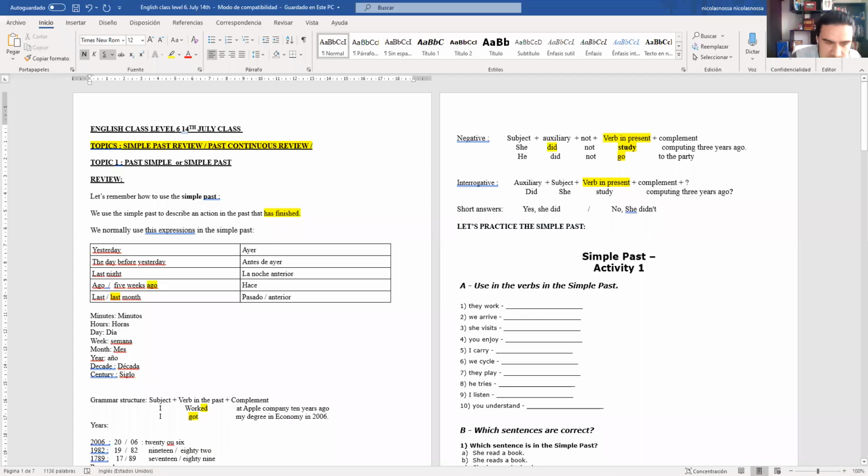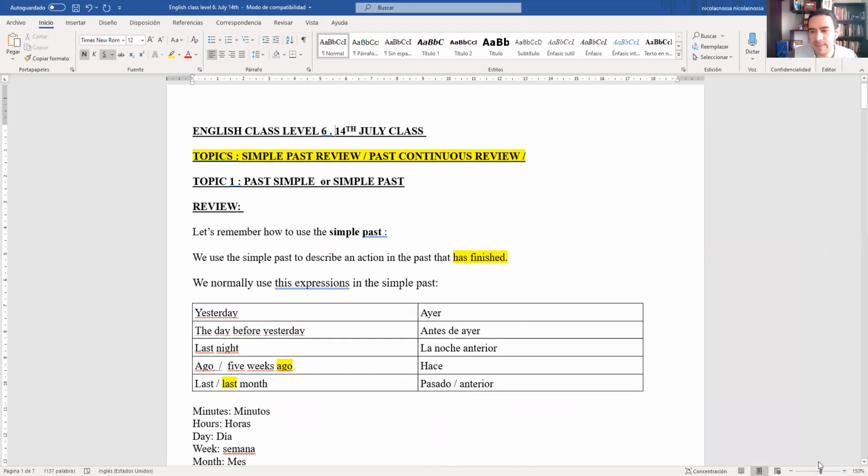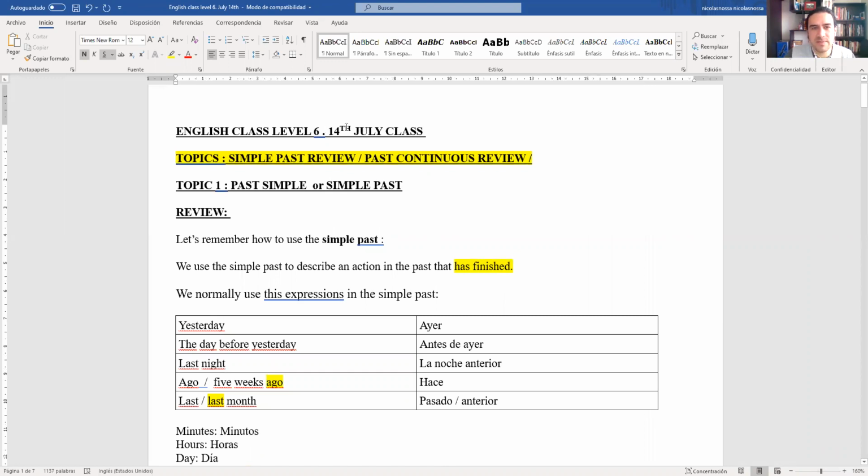Okay, so this is your English class today. English class, level 6, July 14. The topics for today, like I said before: simple past review, the repaso, and past continuous review. Entonces vamos a hacer un repasito de los dos pasados que ustedes han visto hasta el momento, los dos tiempos pasados. Entonces el pasado simple, past simple, and the past continuous, which you saw in level 5.